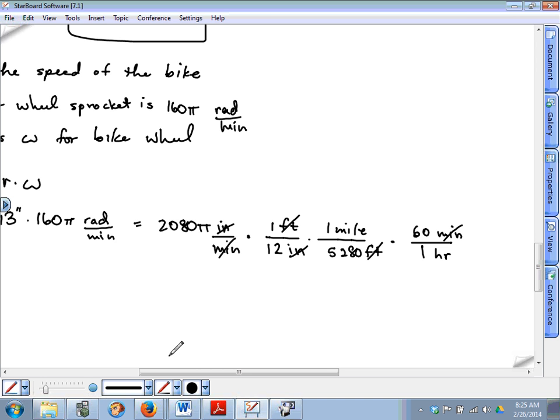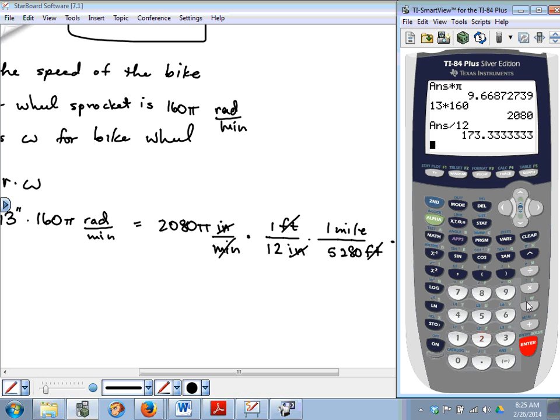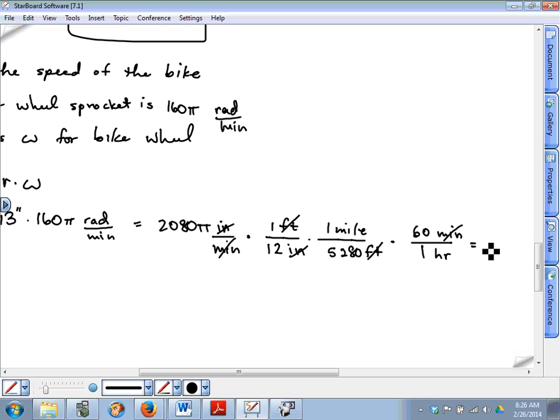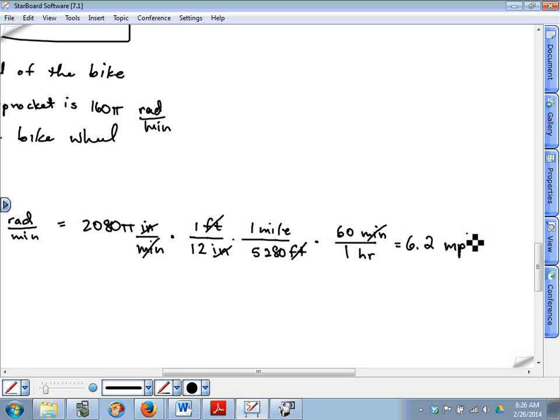I hope this bike's going faster than 9 miles per hour. That's just pathetic. So 2,080 divided by 12 divided by 5,280 times 60. Oh, this is going to be even slower. This is like a little kid. Multiply it now by pi. You gotta multiply it. No, I'm way off. All right. We need that times pi. There we go. 6.187. Let's go 6.2. That must be a little kid. 6.2 miles per hour. They're moseying along.